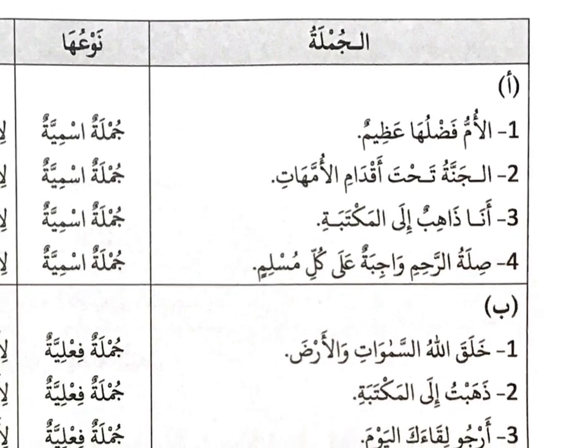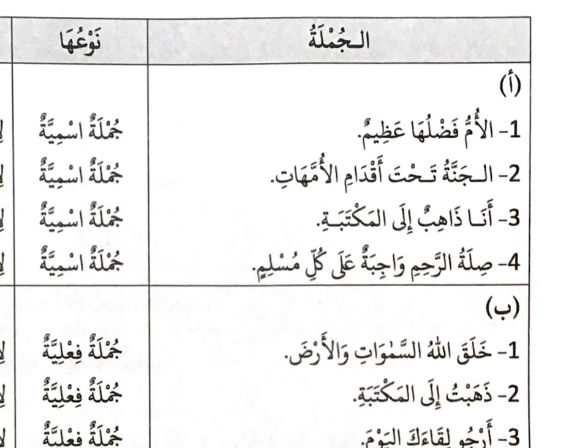Now, if we look at all of these sentences, they all start with a noun. For example, the first sentence starts with al-um, the mother. So this is a noun, an ism. Therefore, the jumla is called jumlatun ismiyatun, a nominal sentence, or the sentence which starts with an ism. The second sentence also starts with a noun, al-jannah. This is an ism. Therefore, it is also called jumlatun ismiyatun, a nominal sentence.